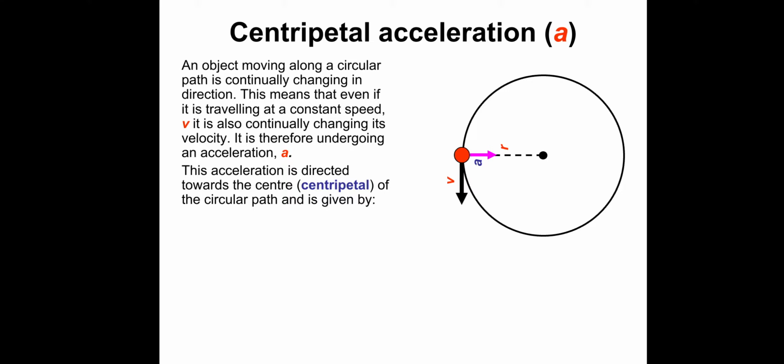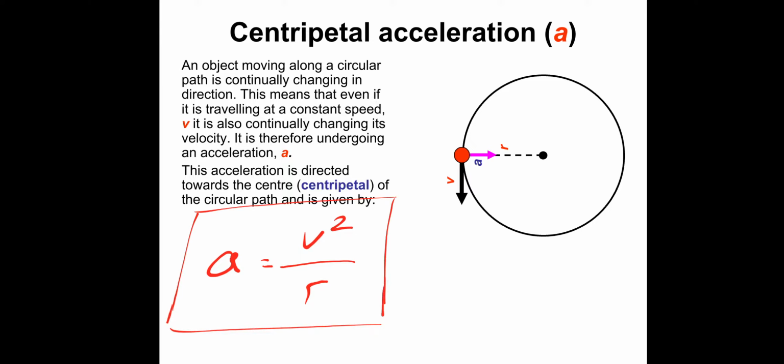So first of all, I need to give you an equation for this one. Acceleration is equal to v squared, linear speed squared, divided by the radius. So that's the equation for the centripetal acceleration. Acceleration is measured in meters per second squared, velocity in meters per second, and the radius in meters. Remember to pause and take some notes at any time.